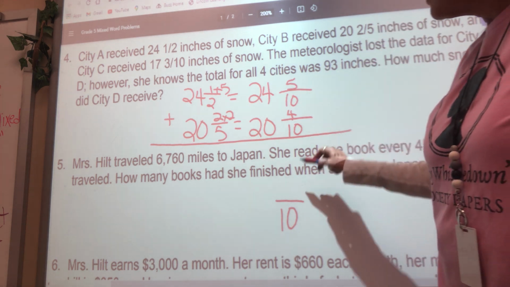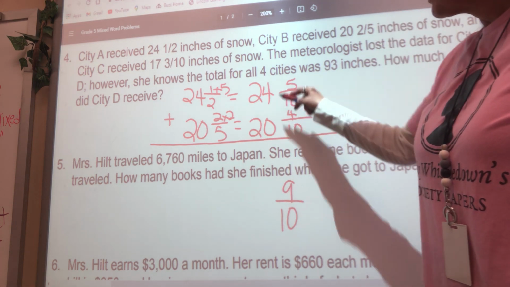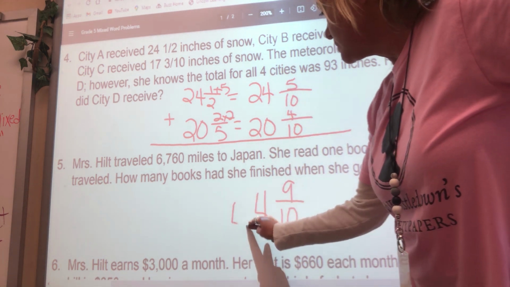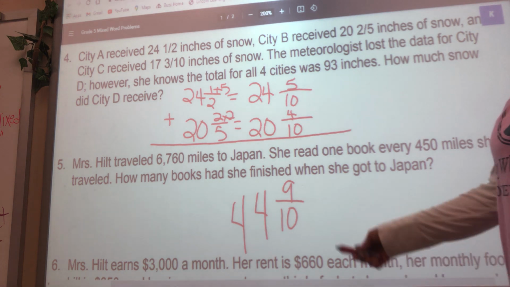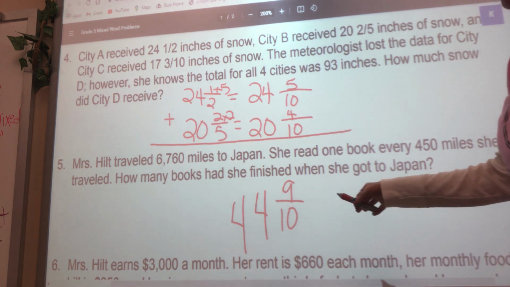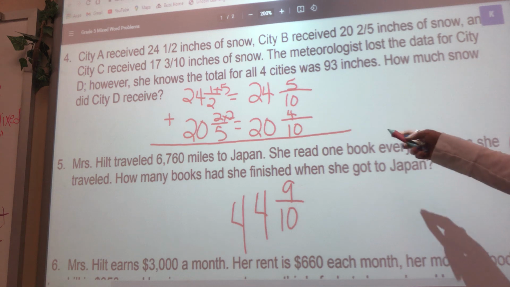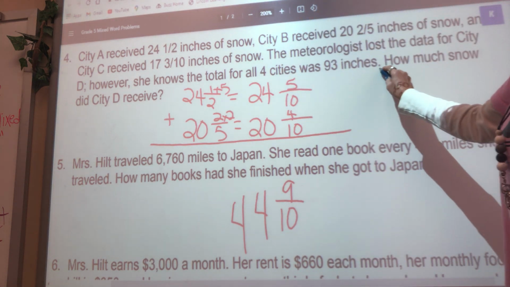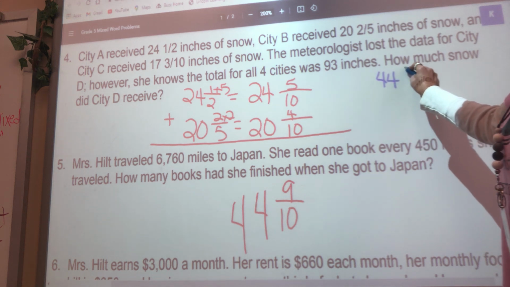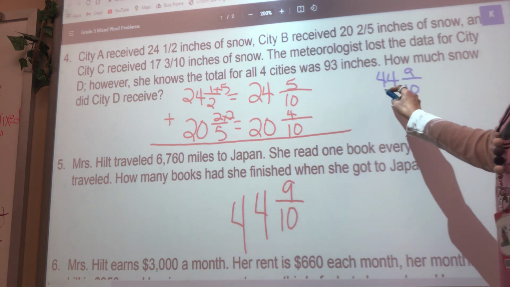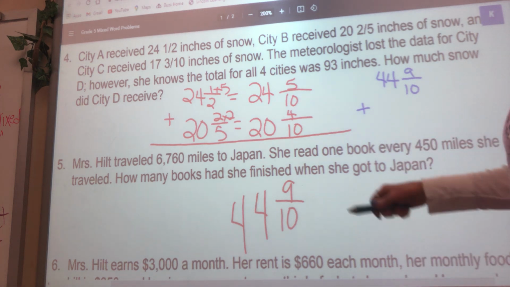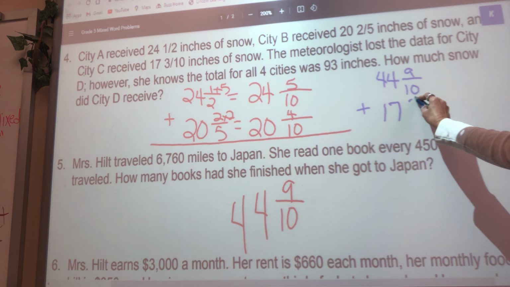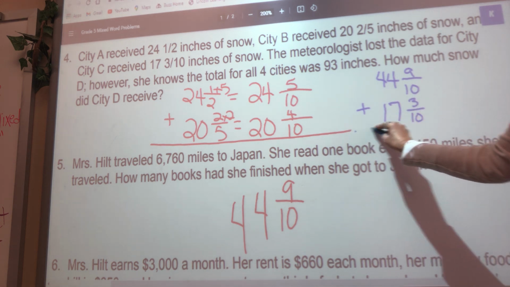And then 5 plus 4 is 9. 4 plus 0 is 4. And 2 plus 2 is 4. So we know that City A and B is 44 9/10 inches. So now we need to add City C to that. So we have 44 9/10 from cities A and B, plus we have 17 inches and 3/10 from City C.